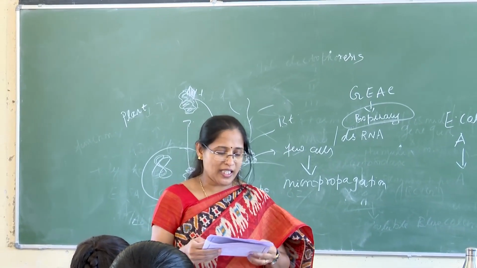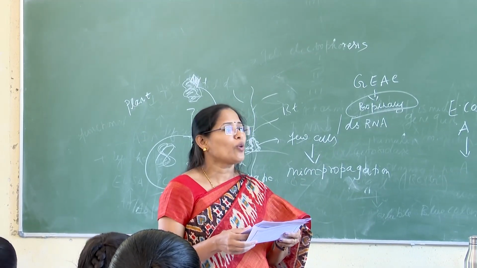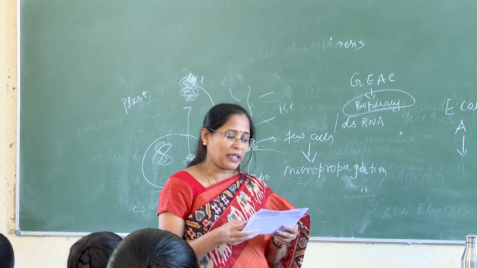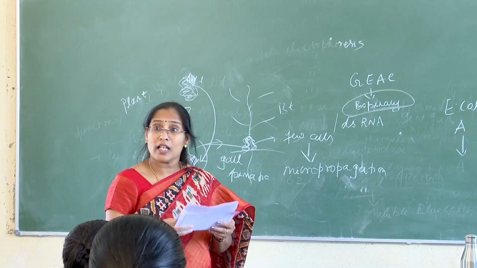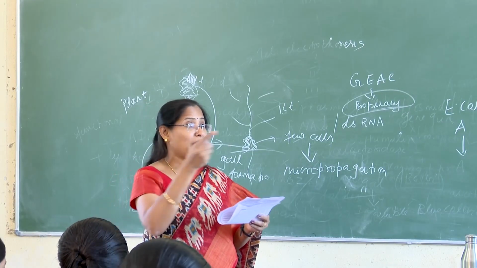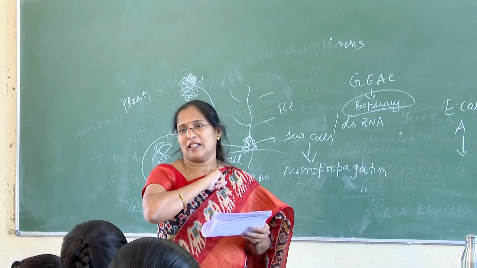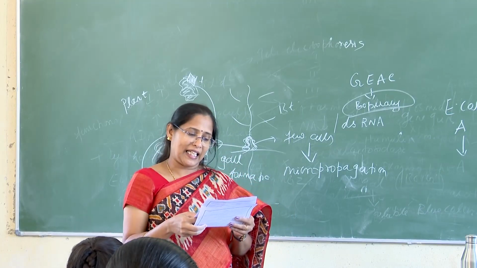Golden rice is a transgenic variety of Oryza sativa. It is rich in beta carotene. Yes, just now I told her. It will produce vitamin A, but the source is beta carotene. Got it now? So it is right.